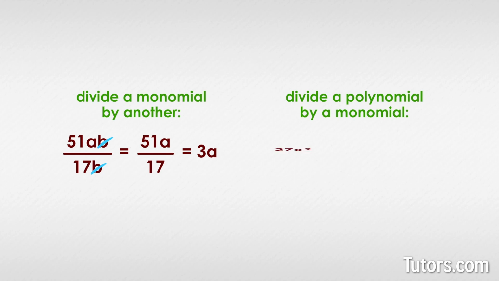You have the polynomial 27x squared plus 36x being divided by the monomial 9x. Separate the two terms in the numerator and divide each by the denominator. This gives you 3x for the first term, 27x squared divided by 9x, and 4 for the second term, 36x divided by 9x. That means 3x plus 4 is the quotient.